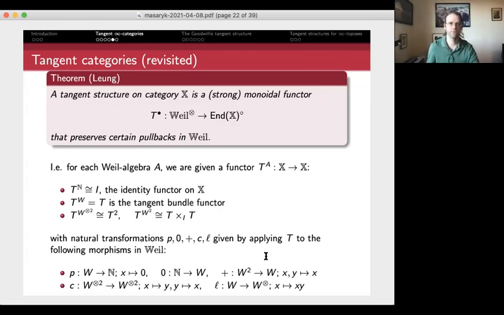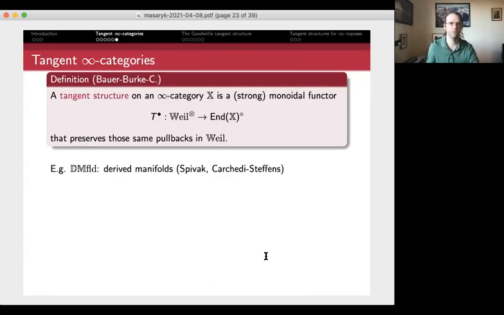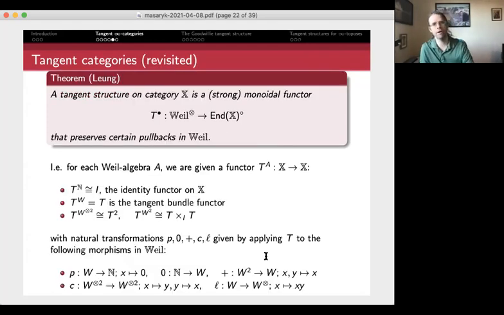I think I was going to say one more thing. So okay, maybe before I move on to the infinity category version, I'll just check to see if anyone has any questions so far.